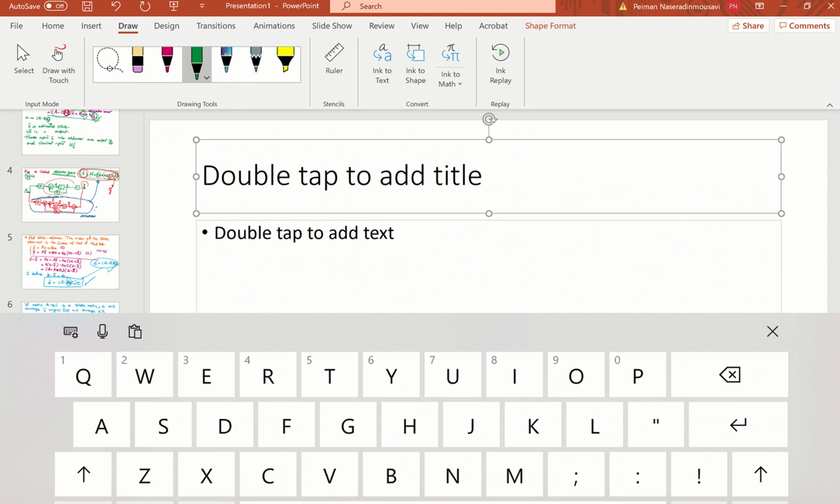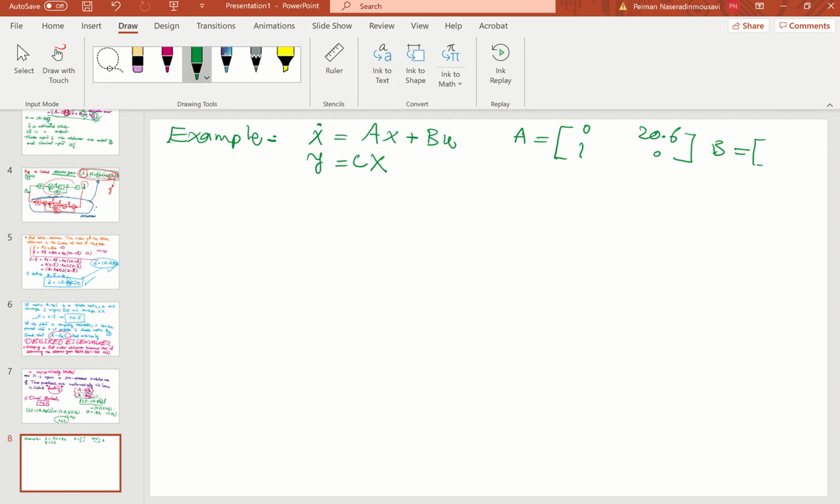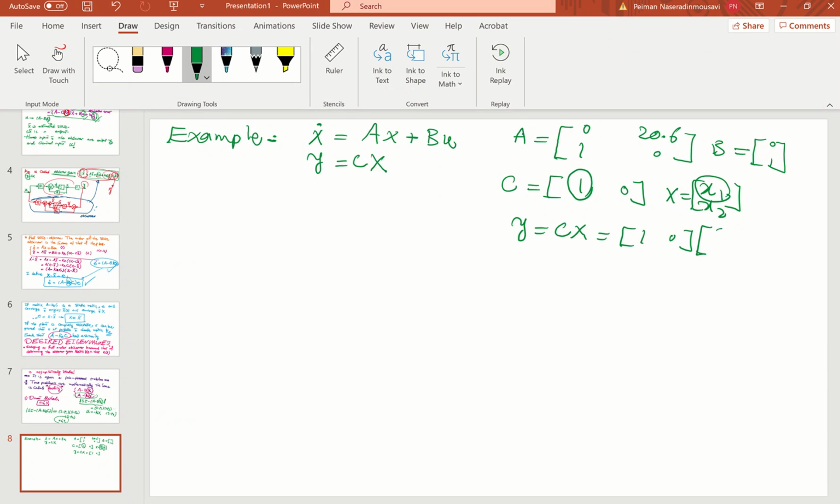Now here, in the next class, the MATLAB coding. So the example is this: for the system x dot is equal to Ax plus Bu, and y is equal to Cx, meaning this is an LTI system, where the A matrix is 0, 1, 20.6, 0, and the B is 0 and 1, and the C matrix is 1 and 0. This means that I only want to see x1, because your x is a second order system. So I just want to see x1, because y is equal to Cx. See here, 1 0 times x1 x2, so it's going to be only x1.